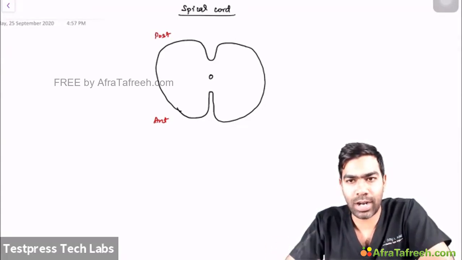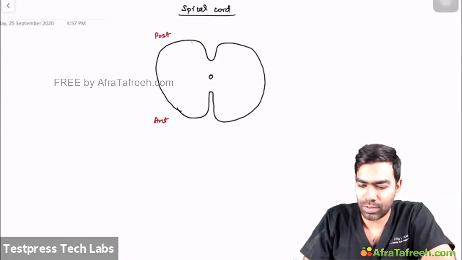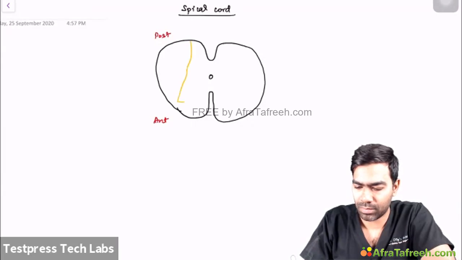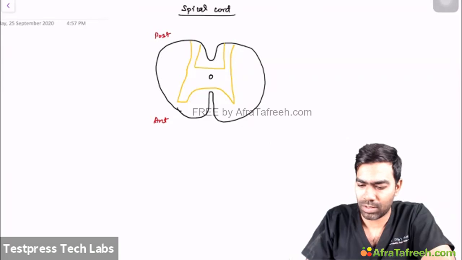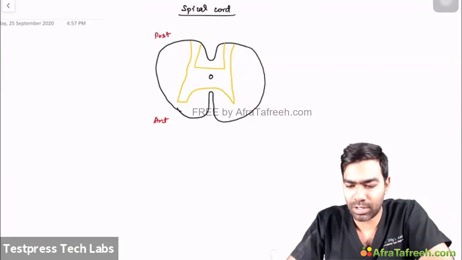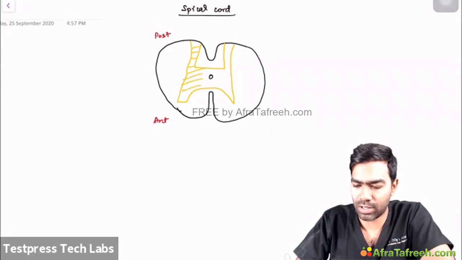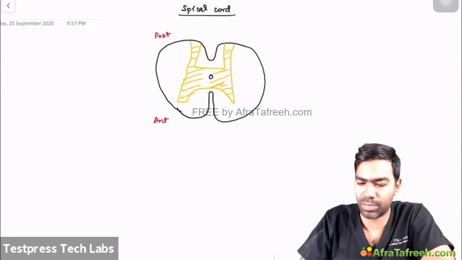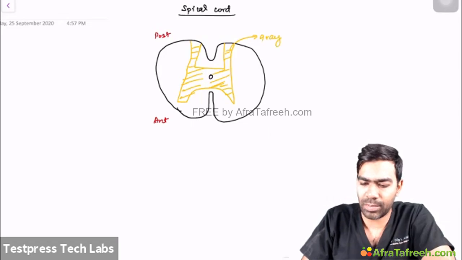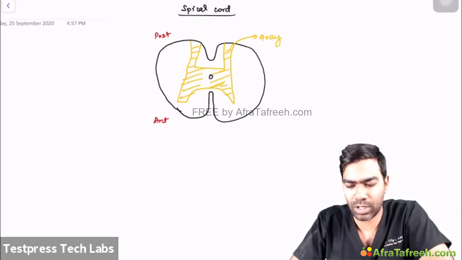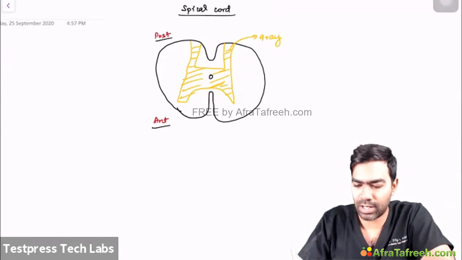So posterior and anterior. We know it's an H-shaped structure that we're going to encounter here. So this is going to be the H-shaped structure. Whatever I've drawn in orange here will basically be the gray matter to some extent, and the remaining everything is going to be predominantly the white matter. This is the posterior and this is going to be the anterior.